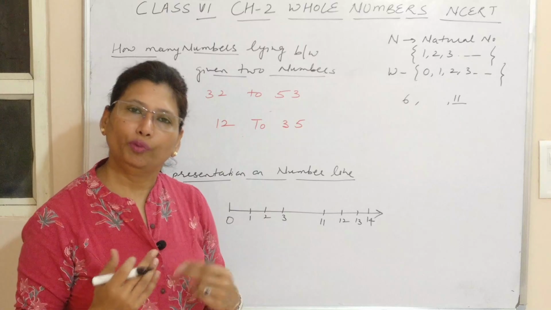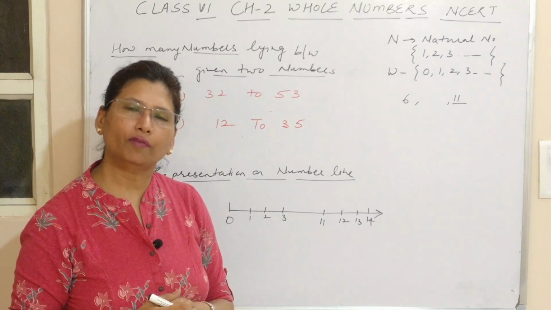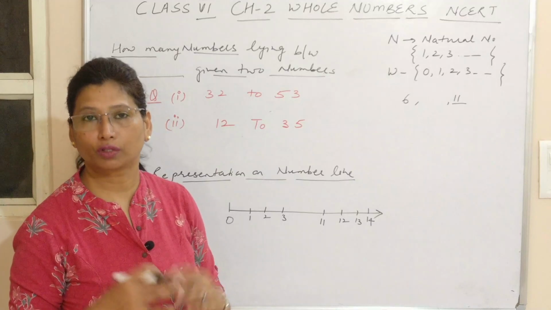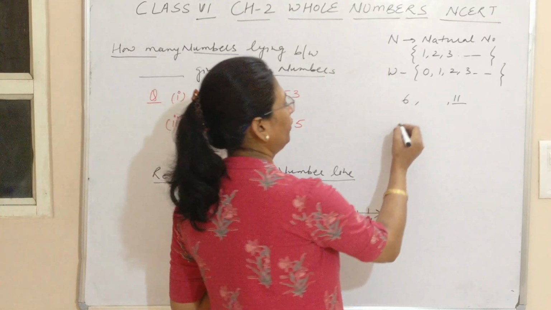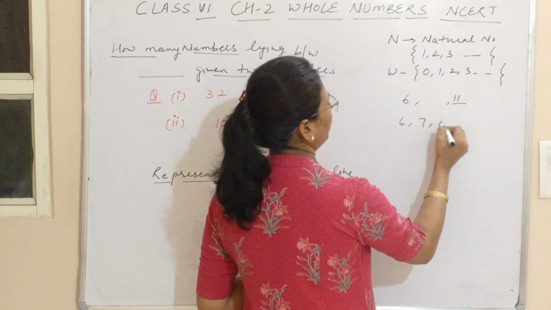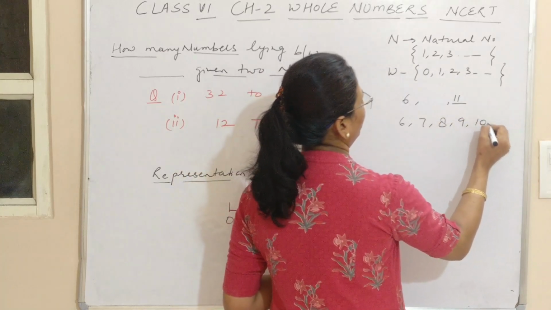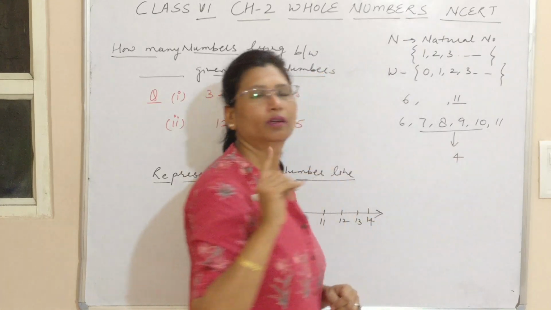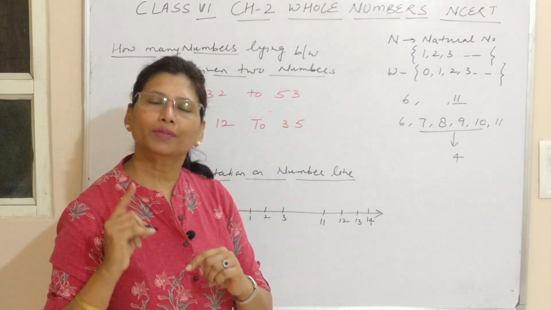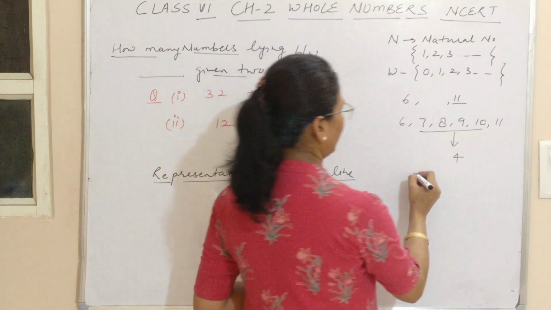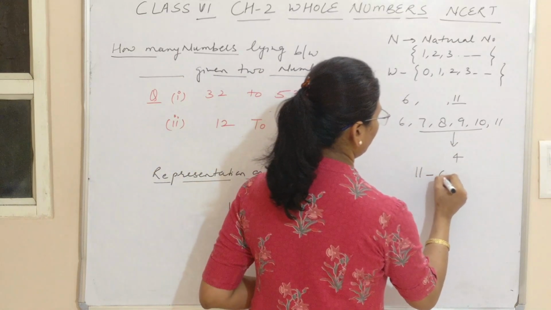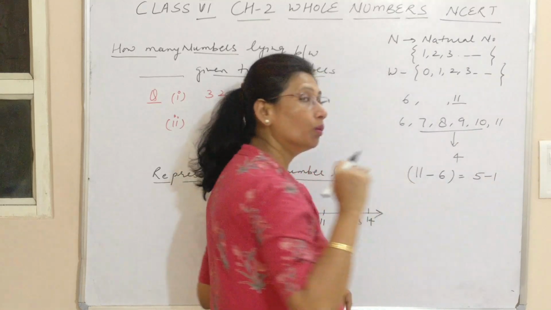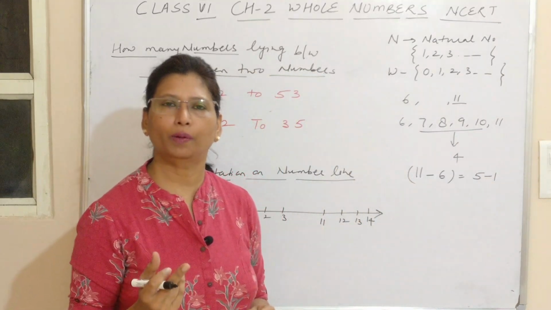If you start from your own logic, 11 minus 6, there should be 5 numbers. You think that way, but actually when you jot down the numbers 7, 8, 9 and 10, there are 4 numbers lying. So how do we find the total numbers lying between two numbers? That is taken by 11 minus 6, this is 5, and then you subtract 1 from the same number.